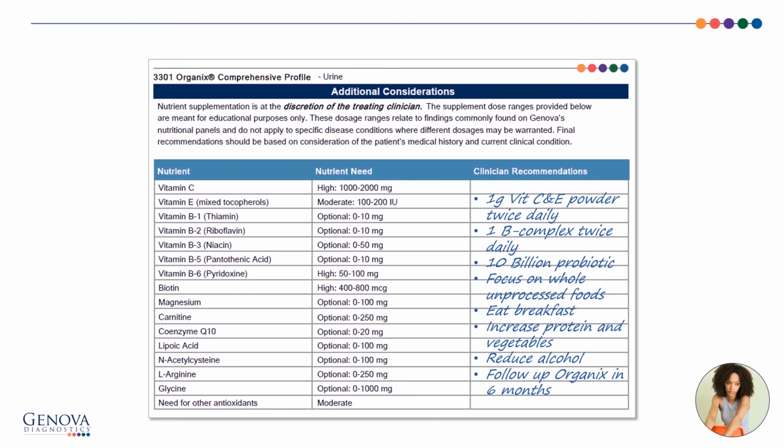In this case, we recommended 1 gram of vitamin C and E powder twice daily to help with antioxidant support. We recommended a B complex twice a day to help meet the B vitamin needs, making sure that there was enough B6 in that B complex. We recommended 10 billion of probiotics because of the issues we saw with the bacterial and yeast metabolites. However, you might consider following up with a stool test instead. We recommended focusing on whole, unprocessed foods, which was different than the processed foods that were found in her diet previously. And we recommended eating breakfast, increasing protein and vegetable intake, and reducing alcohol consumption. We also recommended following up with another Organix profile in 6 months.